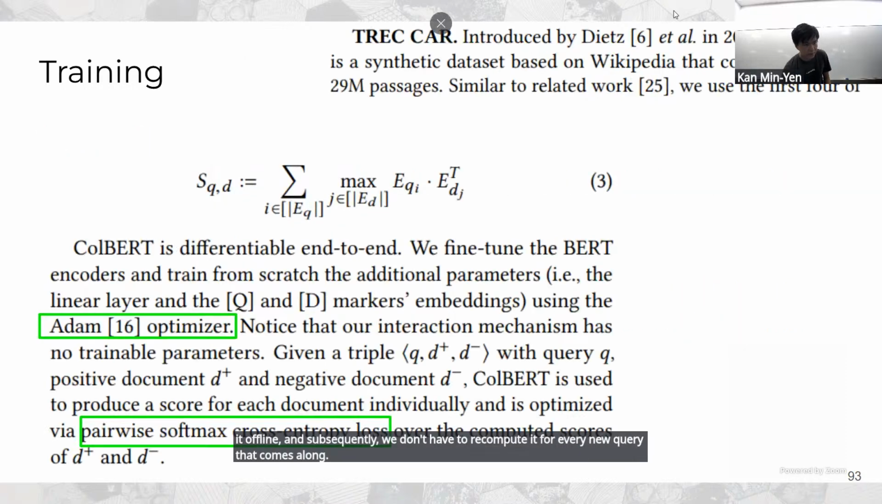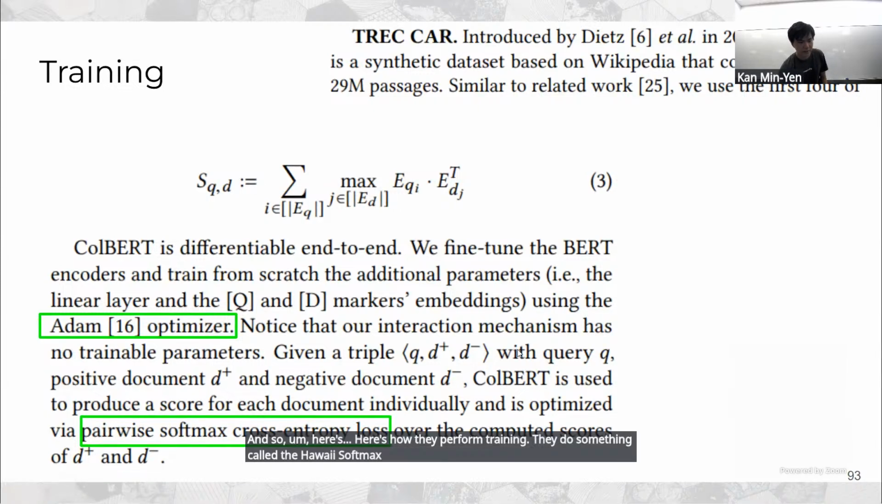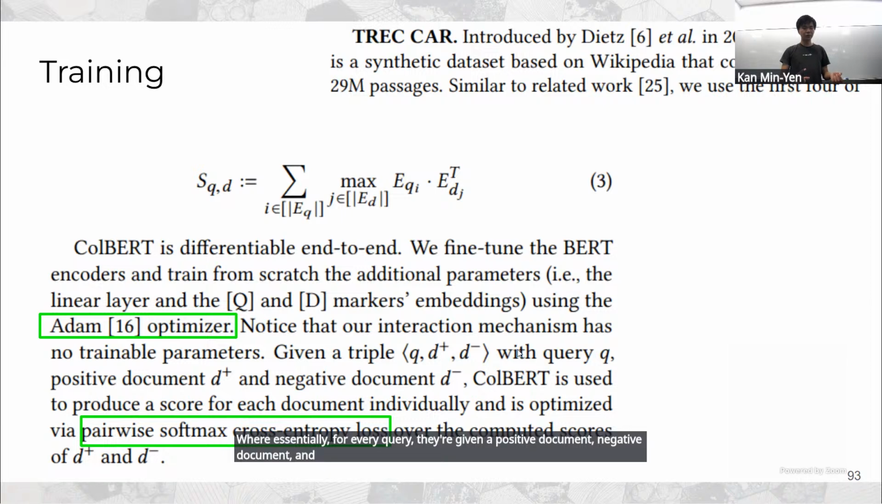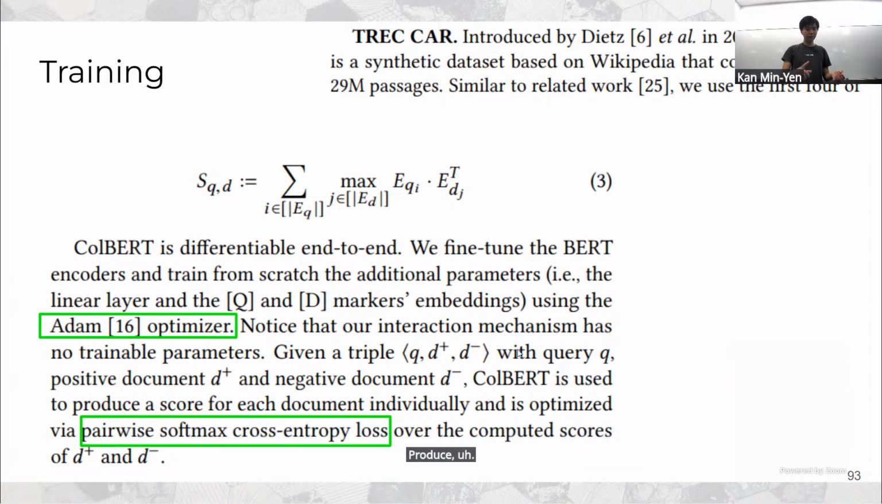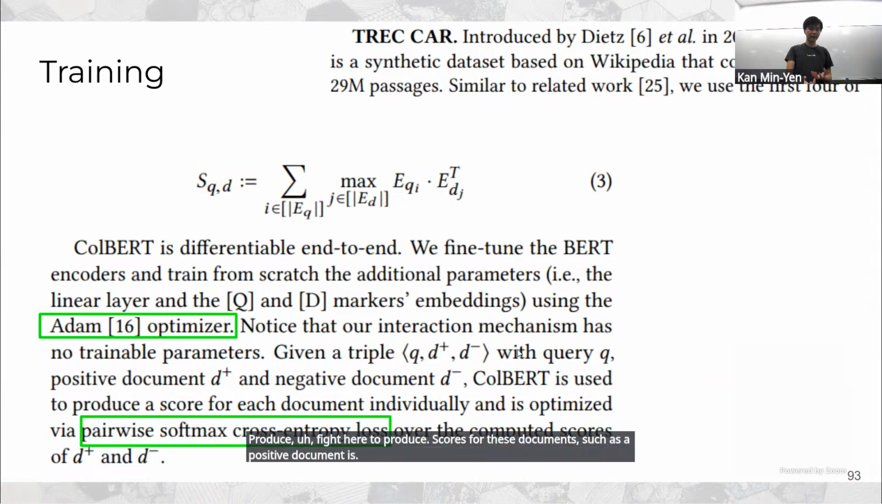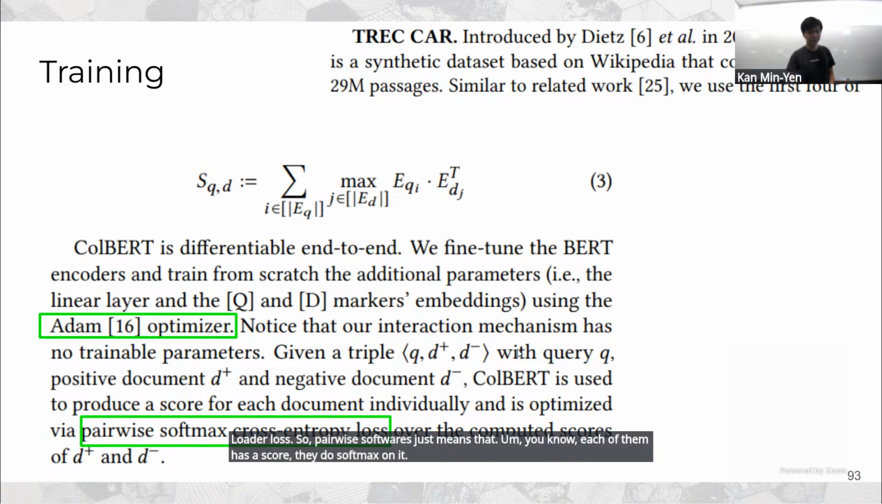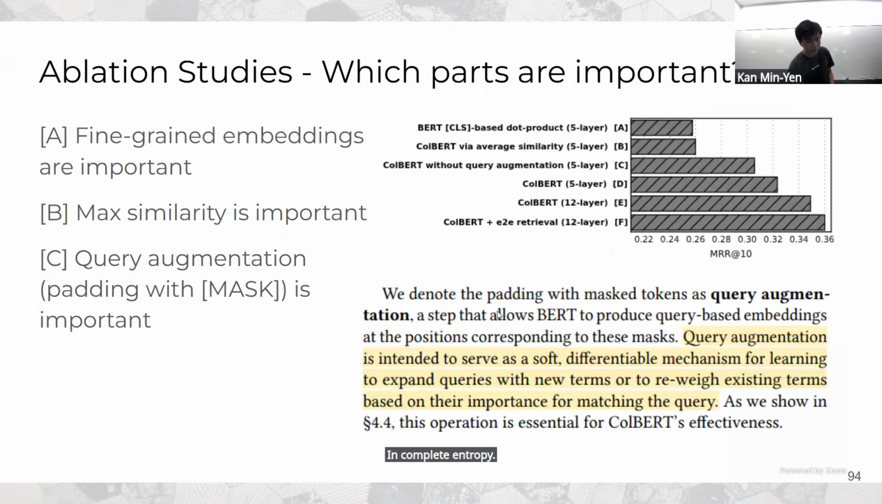And so here's how they perform training. They use something called the pairwise softmax cross-entropy loss, where for every query they're given a positive document and a negative document, and then ColBERT is fine-tuned to produce scores for these documents such that the positive document score is higher than the negative document score. The more confident it is that the positive document score is higher than the negative one, the lower the loss. Pairwise softmax just means that each of them has a score, they do softmax on it, and they calculate entropy. They also use the Adam optimizer.